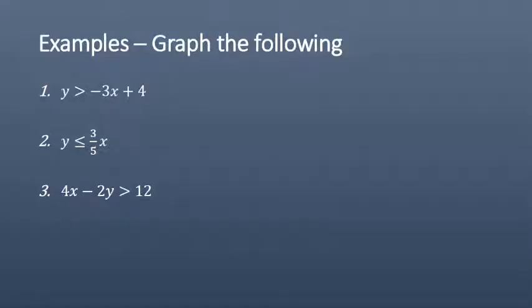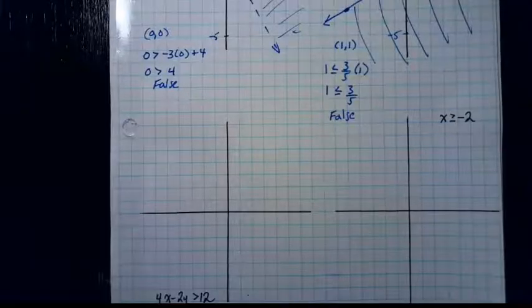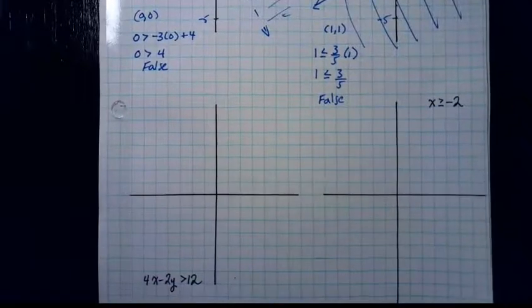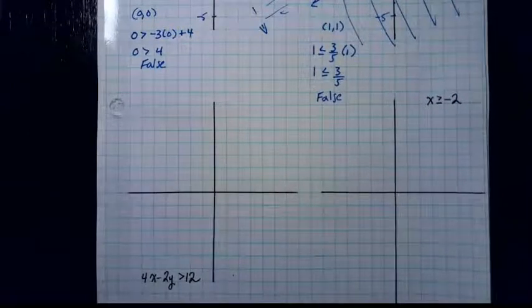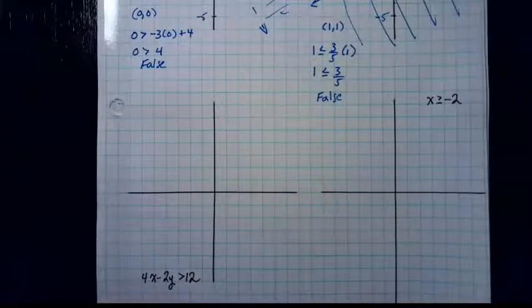Looking at our third example, 4x minus 2y is greater than 12. So here our inequality does not have the y isolated, so we'll need to go ahead and do that first if we're going to use the slope and y-intercept to graph. You could certainly use the intercepts. Intercepts would be a good method here because 4 and 2 both divide 12, so you could easily find x and y intercepts and that would work as well.